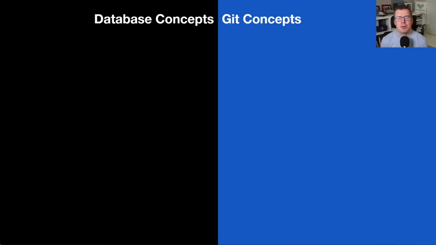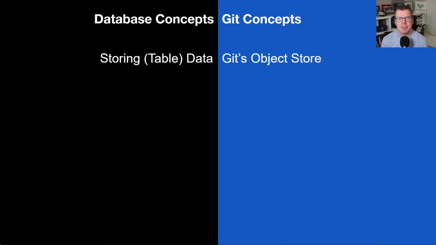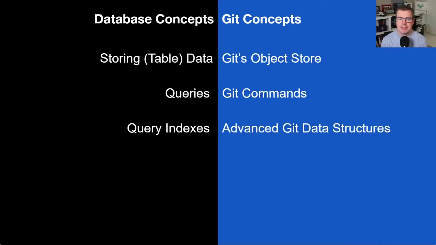So here's my personal pairing of database concepts to Git concepts at the highest levels. At their core, databases store tables of data. Git stores objects in its object store. We manipulate and access database information using queries. Git's query language is its command line interface. Databases use specialized query indexes to speed up certain queries. Git has advanced data structures specifically for speeding up certain kinds of Git commands.